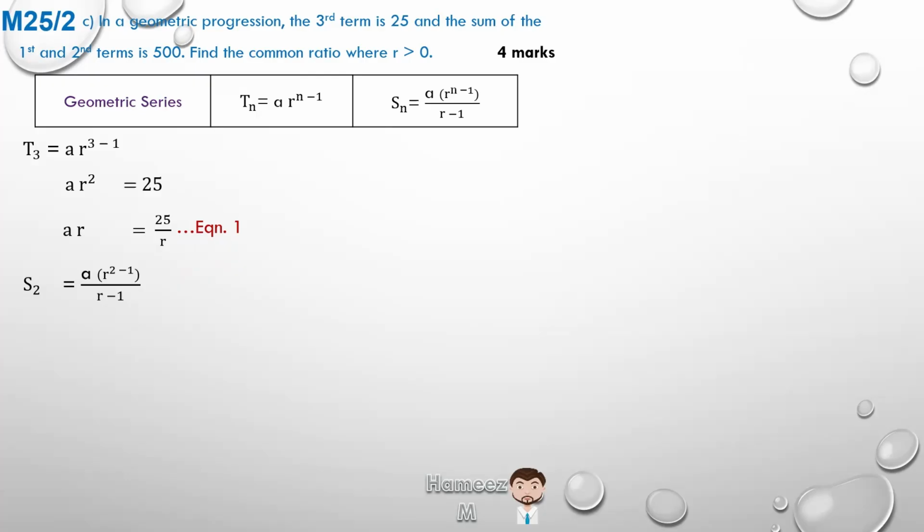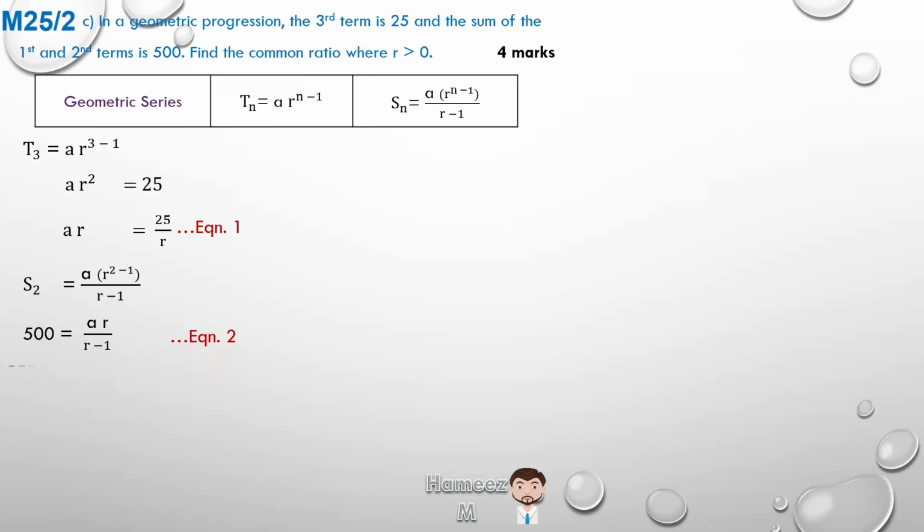So we know S_2 is 500. So we can rewrite that: 500 is equal to a times r to the power 2 minus 1, which is 1, so ar all over r minus 1. So we've taken the information above and come up with two separate equations: ar is equal to 25 over r, and 500 is equal to ar all over r minus 1.